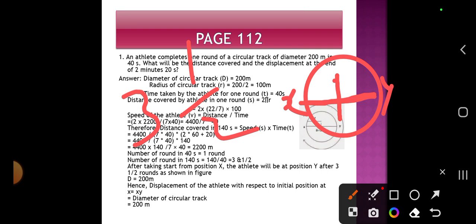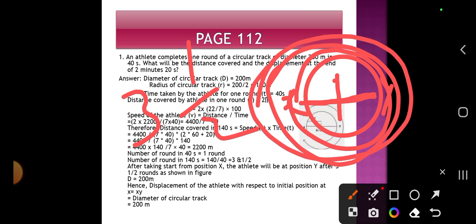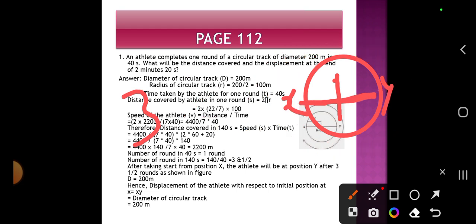So one round, second round, third round, and the half round, that is from X it will reach to Y. This is the half round. Okay. So from this to this it will reach.